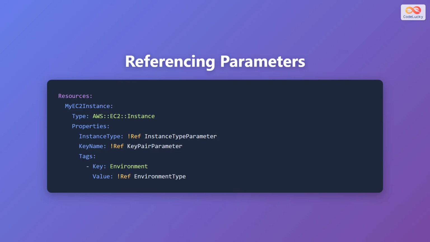Once you've declared parameters, you need to reference them in your resources. The !Ref function is used to reference a parameter value. When CloudFormation processes your template, it replaces the Ref function with the actual value provided during stack creation. In this example, we're creating an EC2 instance and using Ref to pull values from 3 different parameters: instance type parameter for the instance type, key pair parameter for the SSH key pair, and environment type for a tag value. This makes your template flexible and reusable across different scenarios.